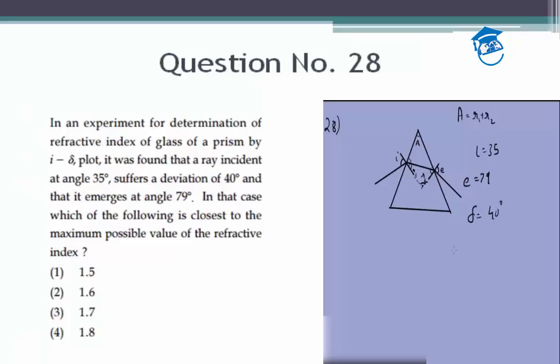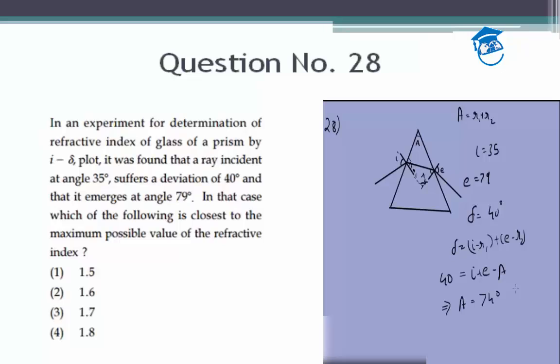Now we know what delta is. In the first case, the deviation will be I minus R1, and in the second case, it will be E minus R2, which is equal to I plus E minus (R1 plus R2), which is A. This is equal to 40. And putting in the values of E and I, what we'll get is A is equal to 74 degrees.